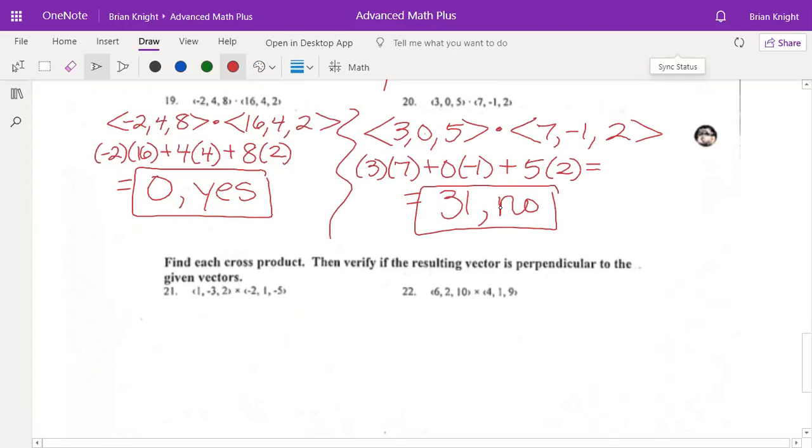So this is it for chapter 8. So all I need to know is how to do the last one.